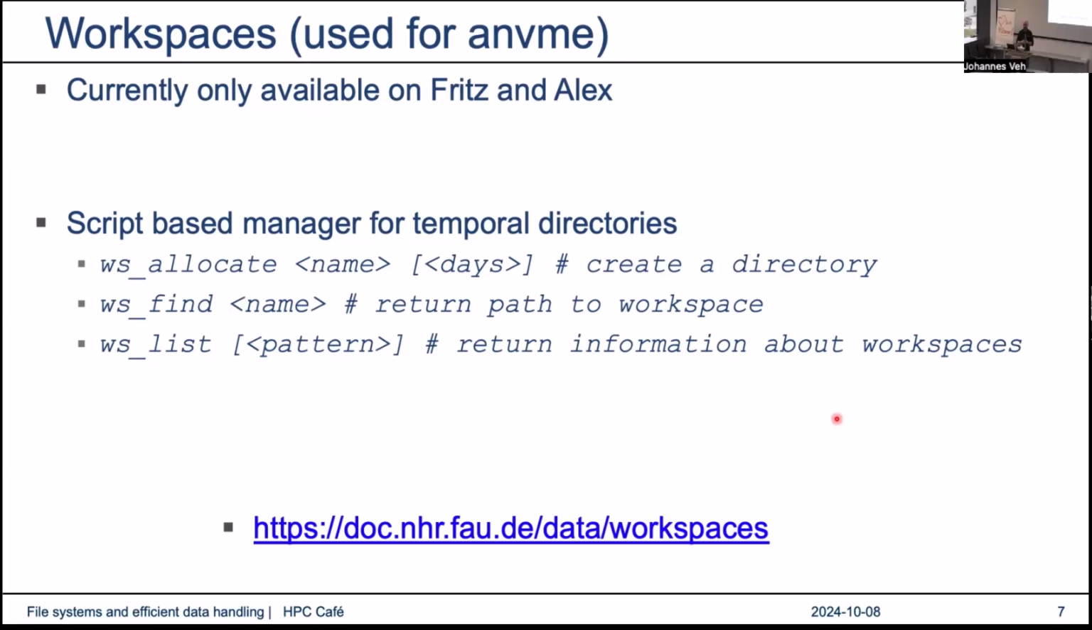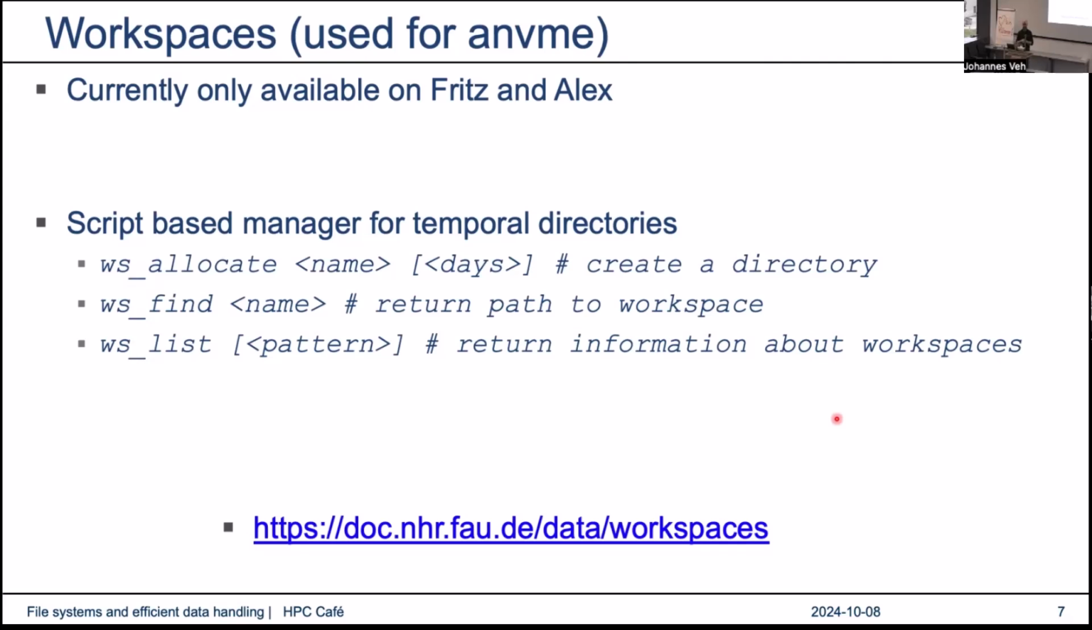If you don't know the path any longer, because whatever reasons, you can type vs find and the name you gave this workspace, and it will return the path. This is also useful when you allocate and use workspaces within a script. So you can do vs allocate with a name to create the workspace and then put the output into an environment variable and use it.